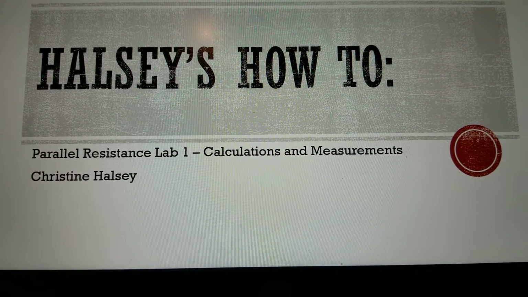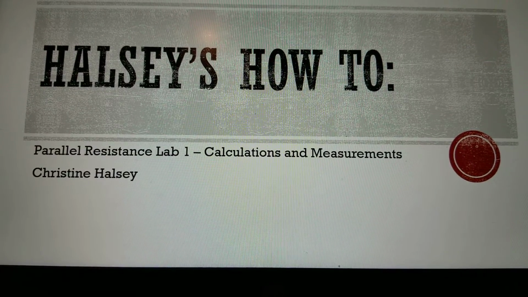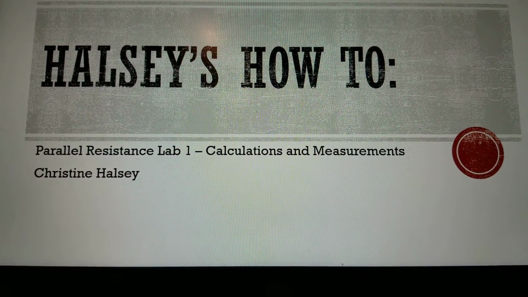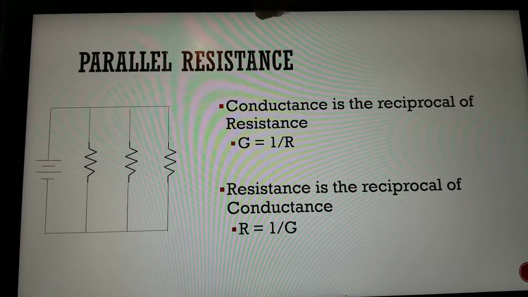Hello, Christine Halsey here, and today we're going to look at parallel resistance. This is Lab 1, Calculations and Measurements. Parallel resistance.